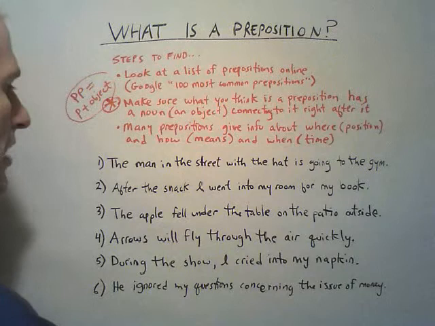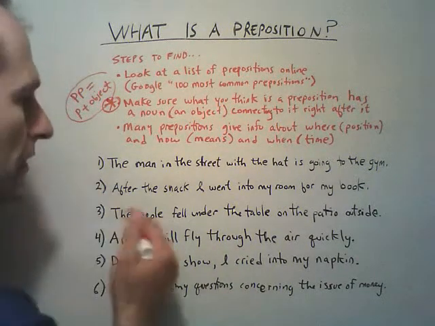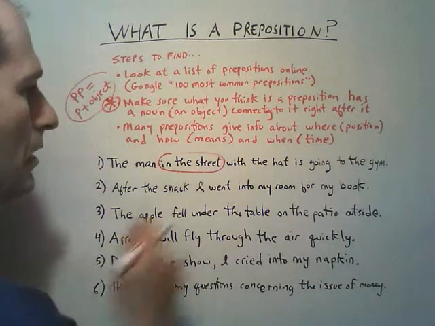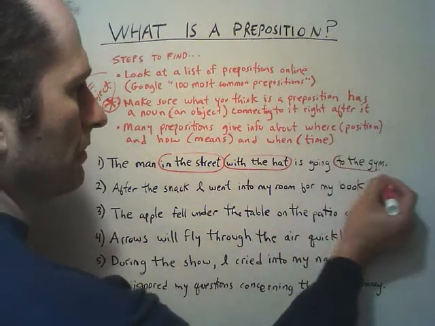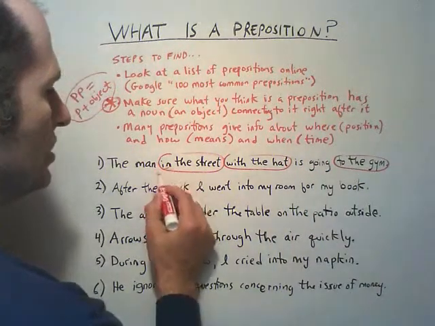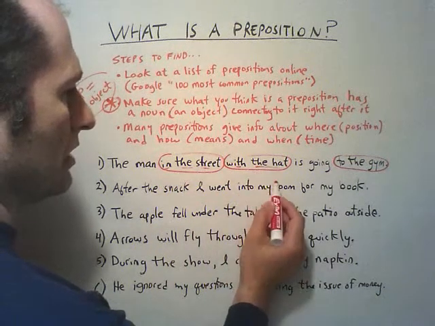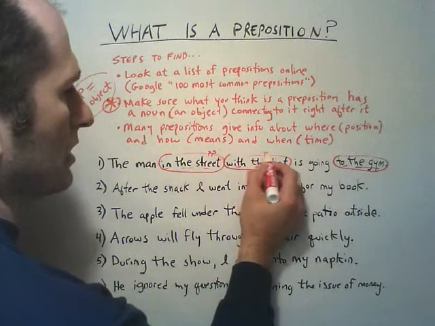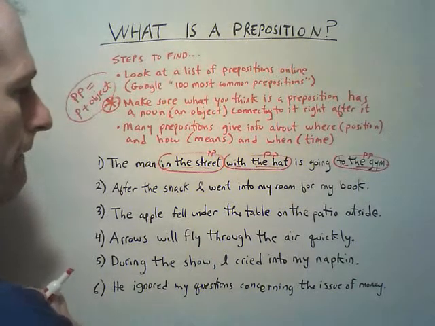Alright, so let's take a look at what I have here as model sentences. I'm going to circle the prepositions, okay? The man in the street with the hat is going to the gym. I have my preposition. I have my object of the preposition. I have my preposition. I have the object. I have the preposition. I have the object. Every one of these is a prepositional phrase. Okay?